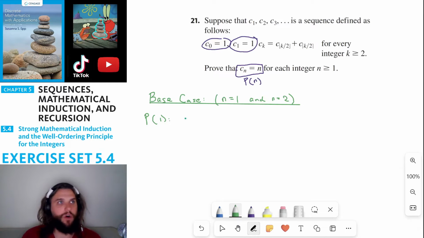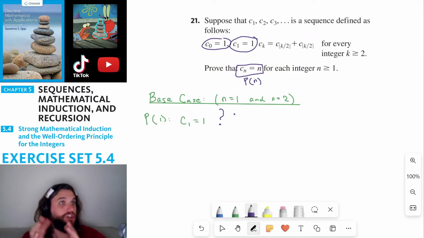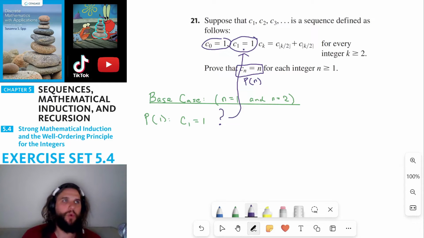Let's start with P of 1. P of 1 is the claim that C sub 1 equals 1. Now, I'm going to put a question mark here because I don't want to just assert the conclusion. However, this conclusion is easily assertable since we're literally given that C sub 1 equals 1. Now, notice how P of 1 requires us to know information about C sub 1 and not C sub 0.